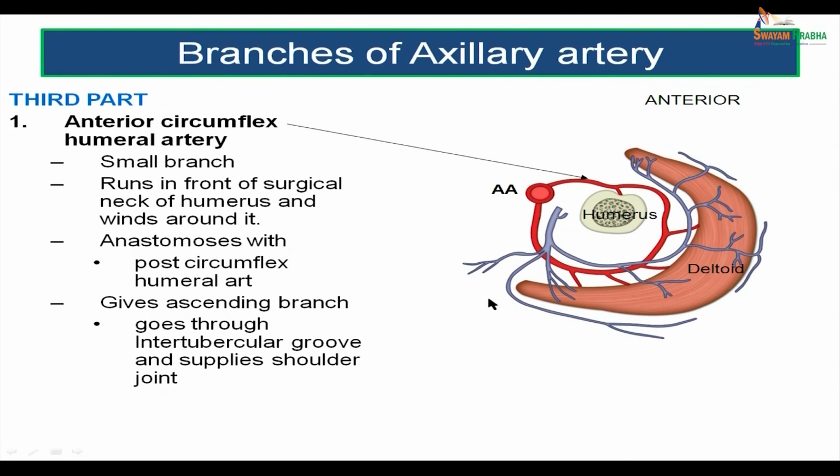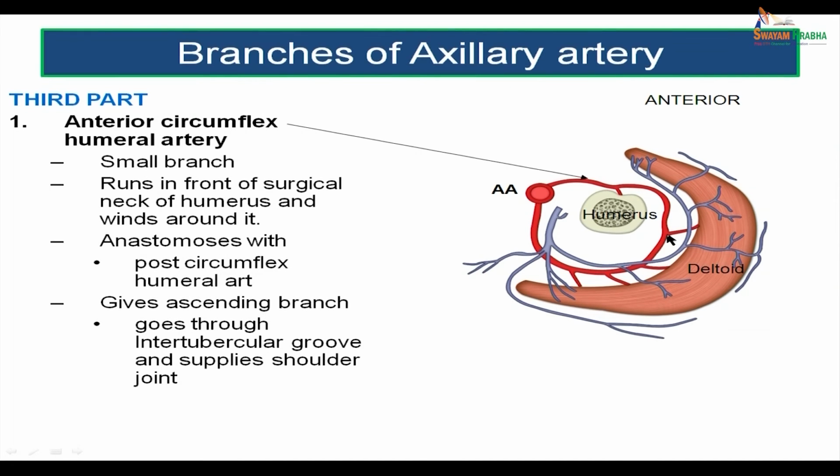Now, we come to the third part and its branches. The first branch is the anterior circumflex humeral artery. This is a cross section showing the humerus in the center and this brown colored structure is the deltoid muscle. This is the lateral aspect, this is the anterior aspect. Starting from the axillary artery, this small branch passes anterior to the humerus, running in front of the surgical neck of humerus. That is the anterior circumflex humeral artery.